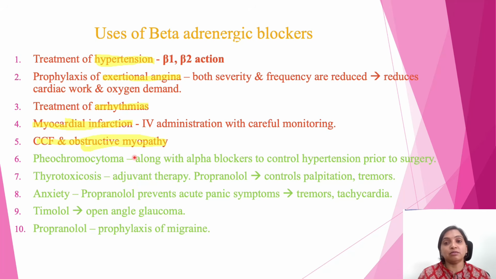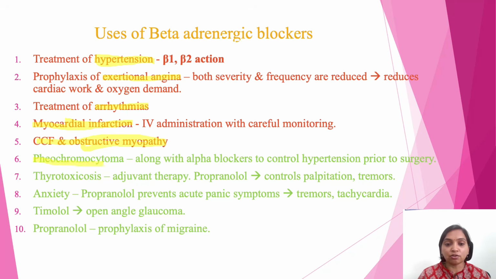Ventricular volume will get decreased in case of obstructive myopathy. In those conditions also, we can give beta blockers. So these are the 5 important cardiac uses of beta blockers. Moving on to the non-cardiac uses.